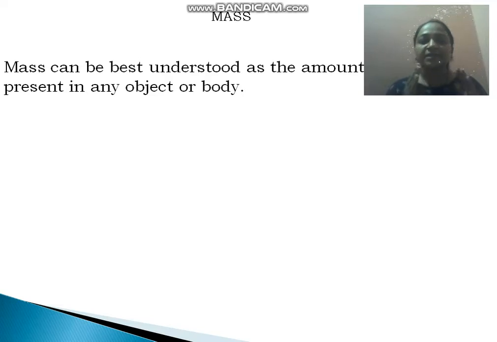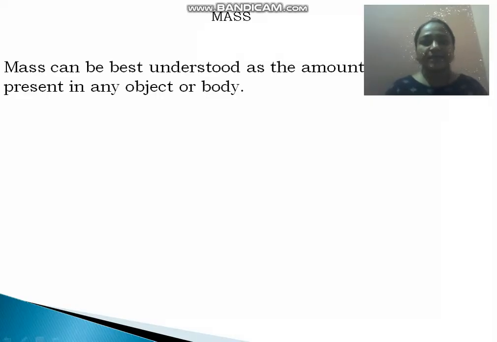Mass can be best understood as the amount of matter present in any object or body. I hope you are familiar with this word, matter. Matter can be divided into solid, liquid and gas.